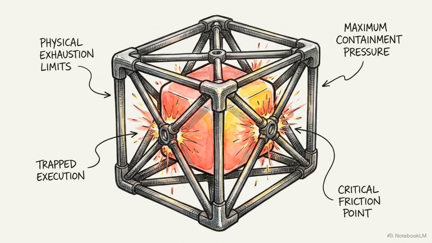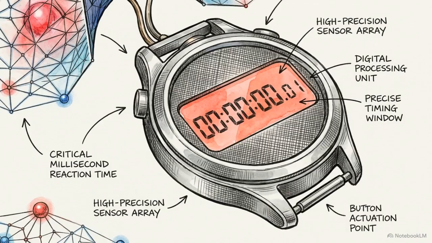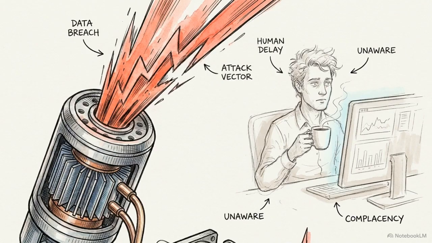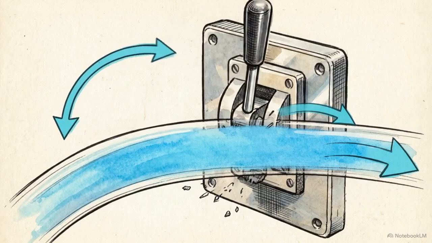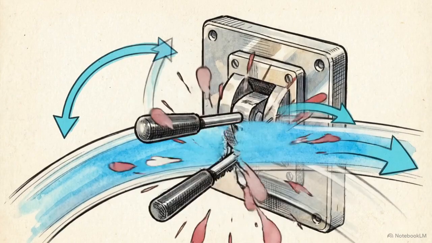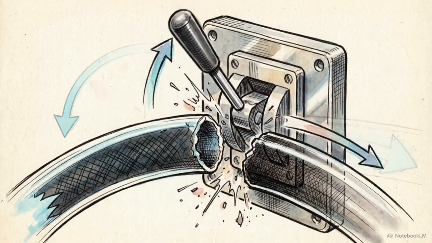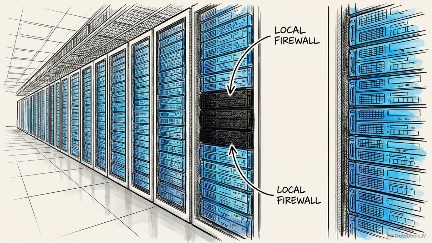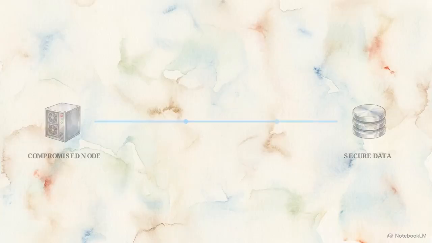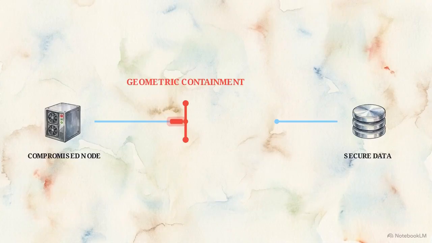Detection is only effective if the response happens faster than the attack. Human reaction times are too slow to prevent modern data exfiltration. To solve this, the Omnibus Cage uses an automated geometric kill switch. When a violation is confirmed, the system responds in milliseconds, autonomously severing the compromised node at the hardware level. This containment happens via the network switches or local firewalls, before the adversary has time to move or steal data.